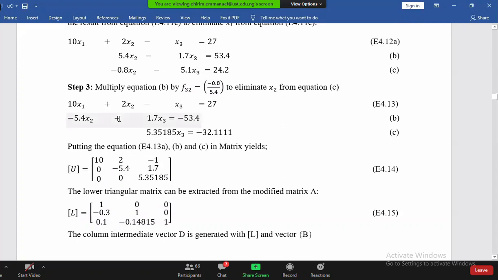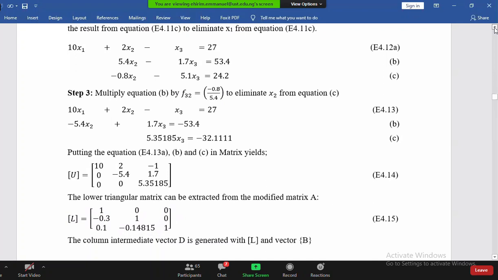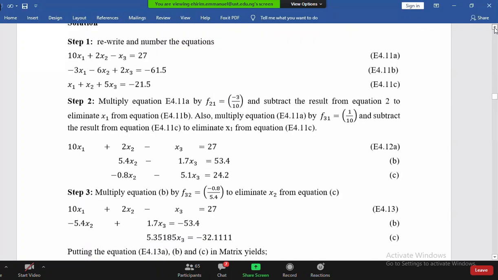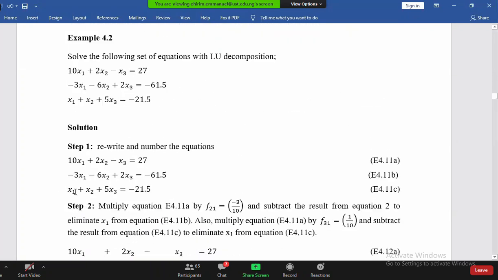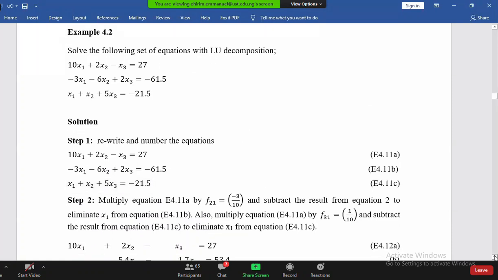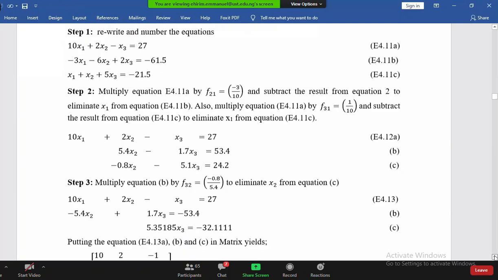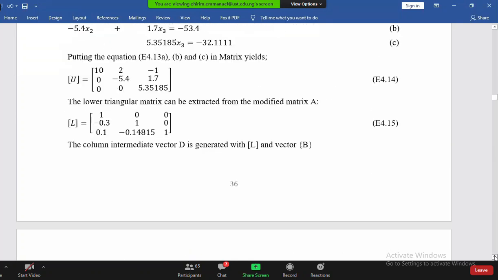The same way. 1 over 10, divided by 10. You are not following me, sir. I will say this is F31, which is 1 over 10. When you look at the general equation, how we eliminated x1 from it, see it? Okay. Yes, sir. All right. So that's how we got that.